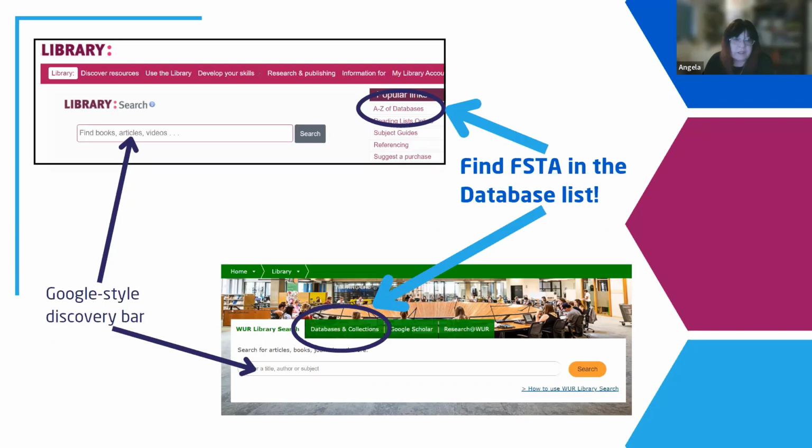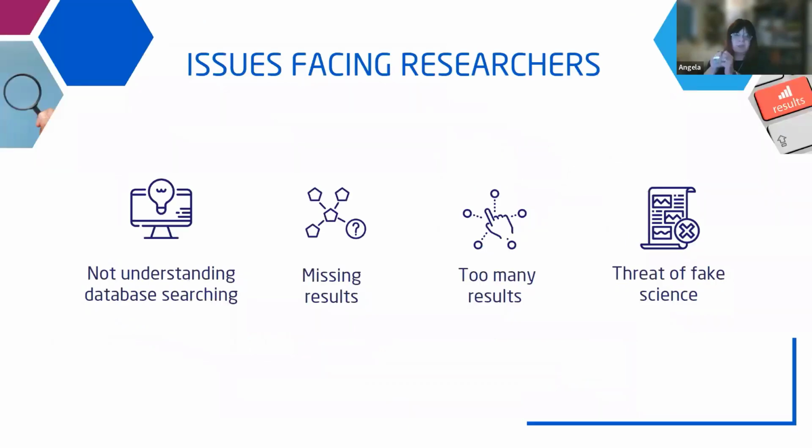So why should you use FSTA? To answer that question, let's have a quick look at some of the issues that we found from talking to people that are facing researchers and students when searching for scientific information. So to start, does the user know where to begin, or how do they understand database searching? What about how to search? Are they concerned that they might be missing results because of how their search is framed? Or are their searches bringing back hundreds or even thousands of results that no one has the time to go through? And that leads on to asking whether the results that are coming back are trustworthy.